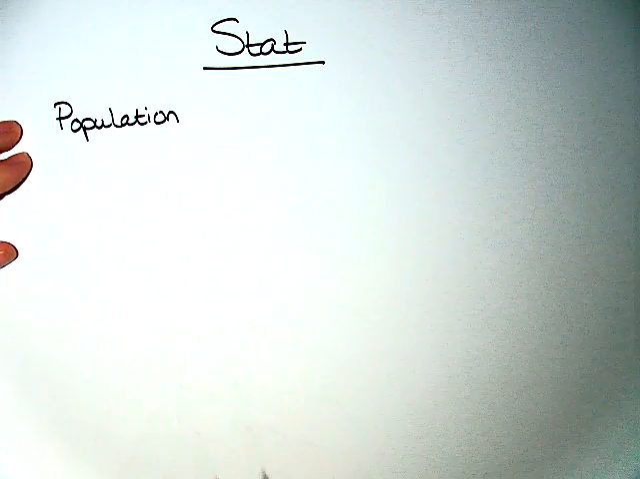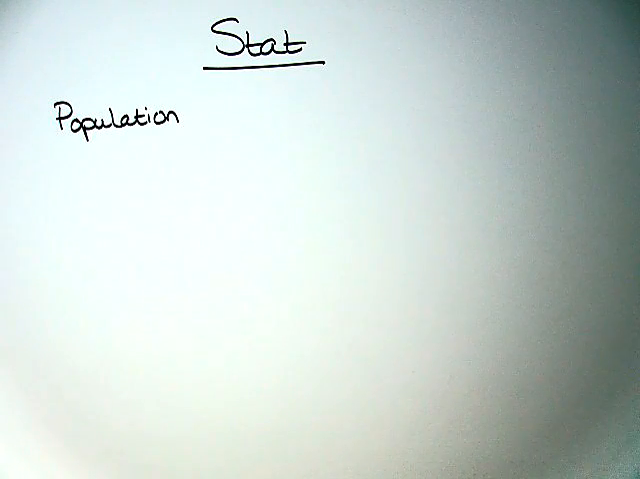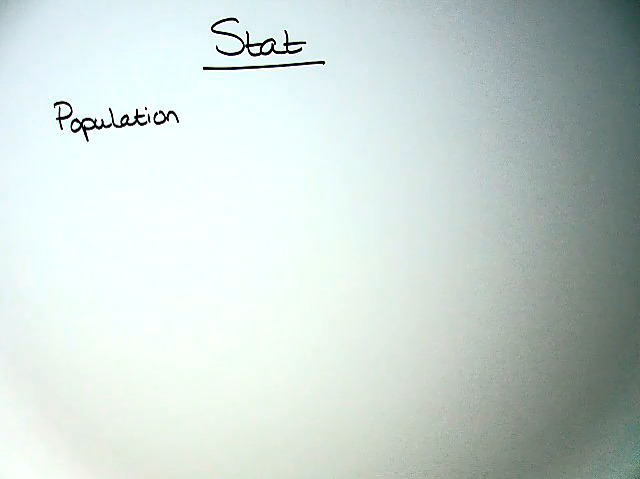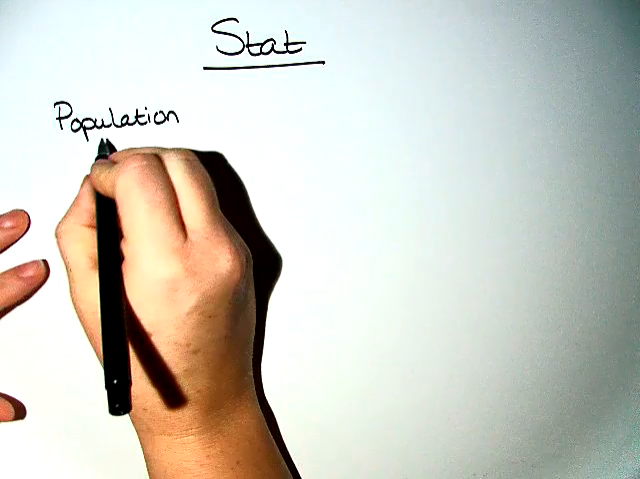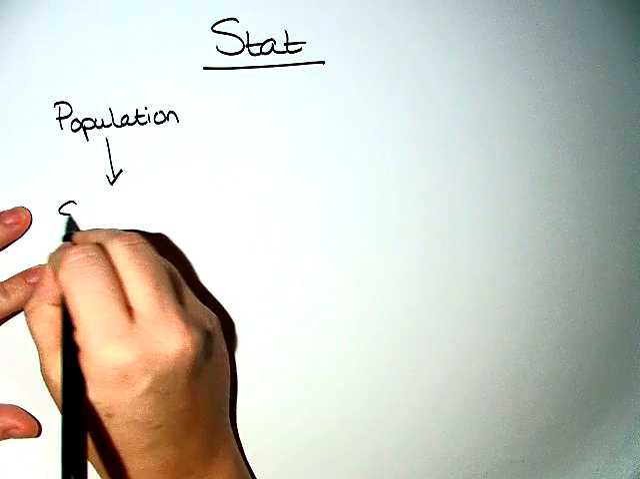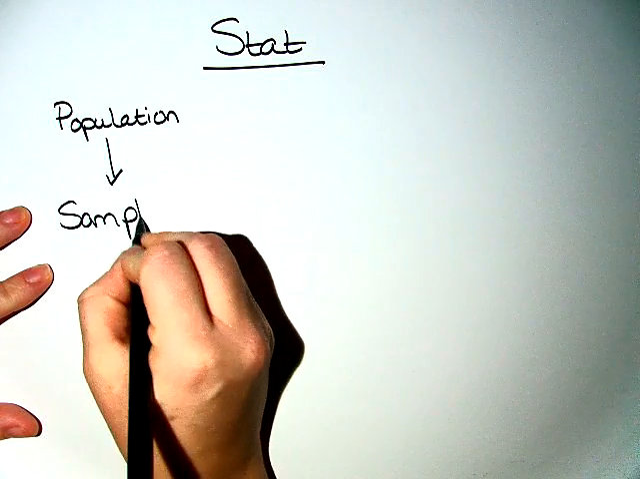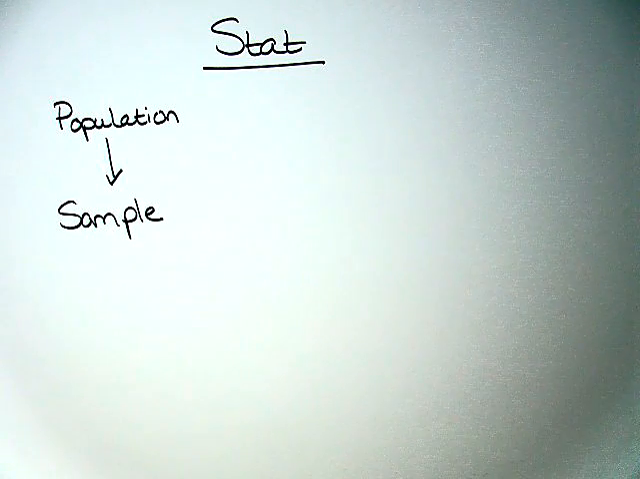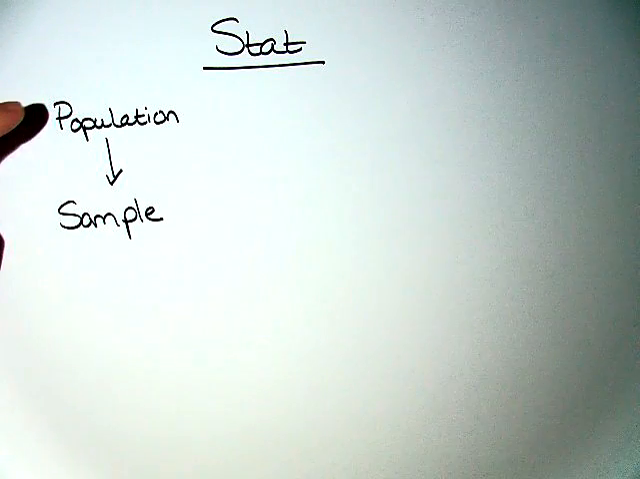a population. Now, a population is an entire group of people. It's very difficult to survey everybody in a population. Therefore, you pick a representative sample. Now, you want to make sure that your sample is in fact representative of the whole population.